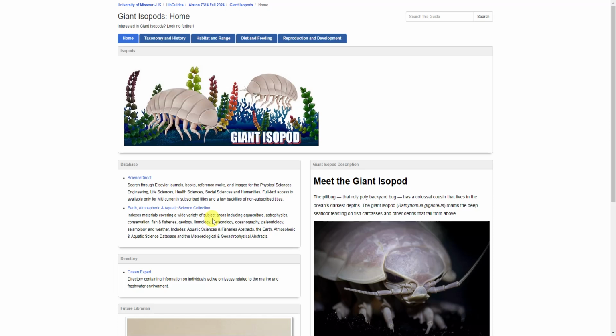All, today we're going to be navigating through my Libguide on giant isopods. When you enter this homepage, you will be met with our major tabs, which are this main homepage we're looking at, as well as taxonomy and history, habitat and range, diet and feeding, and reproduction and development. We also have this search this guide function if you're looking for something specific within the Libguide.